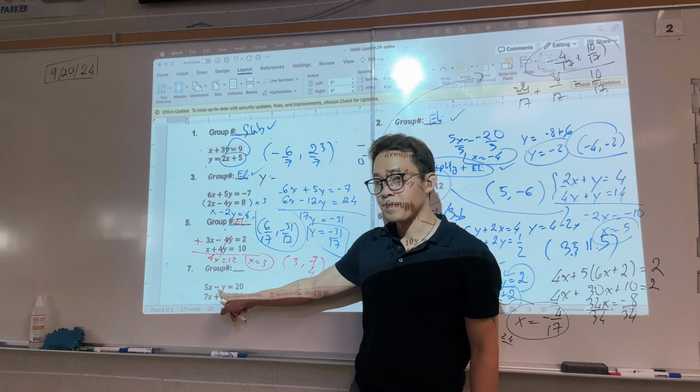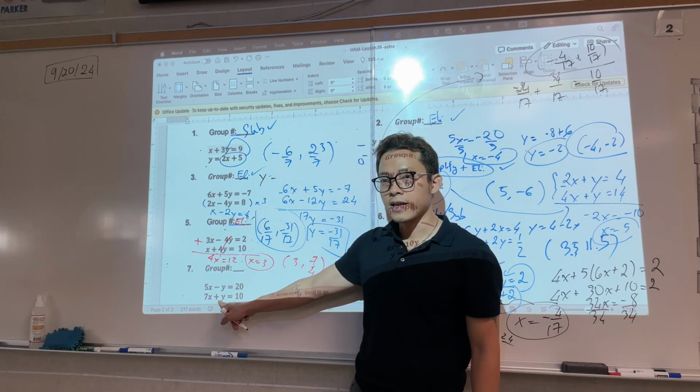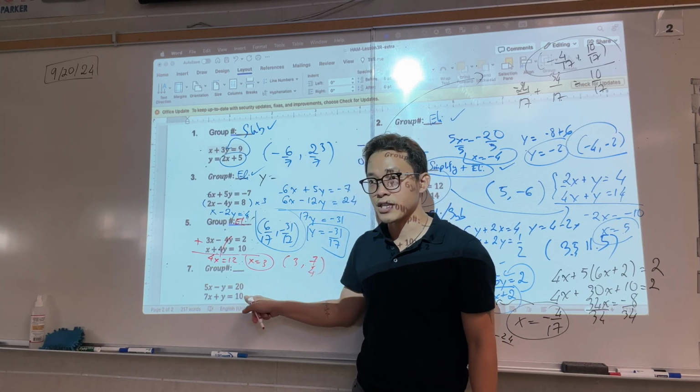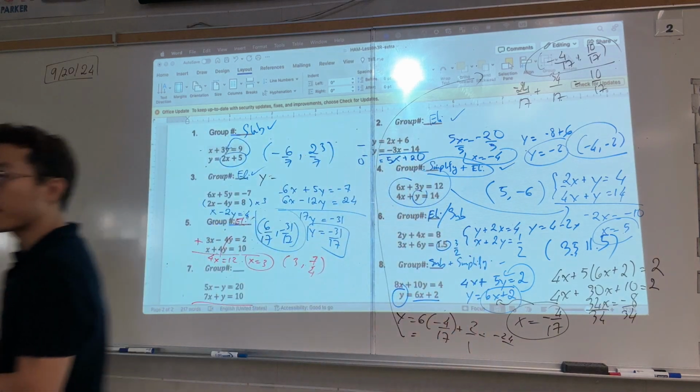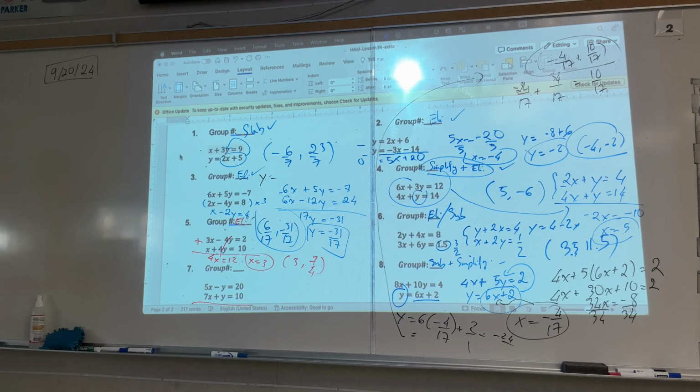What is the number here? Invisible 1. What is the number here? Invisible 1. So they have the same coefficient. But are you going to subtract them or are you going to add them?